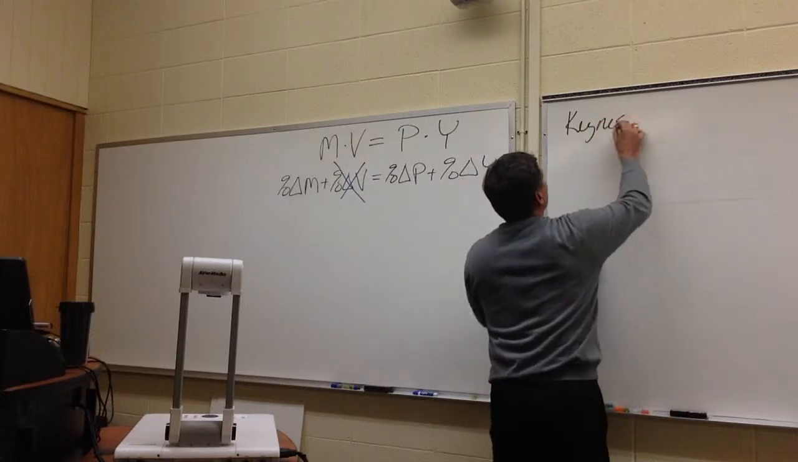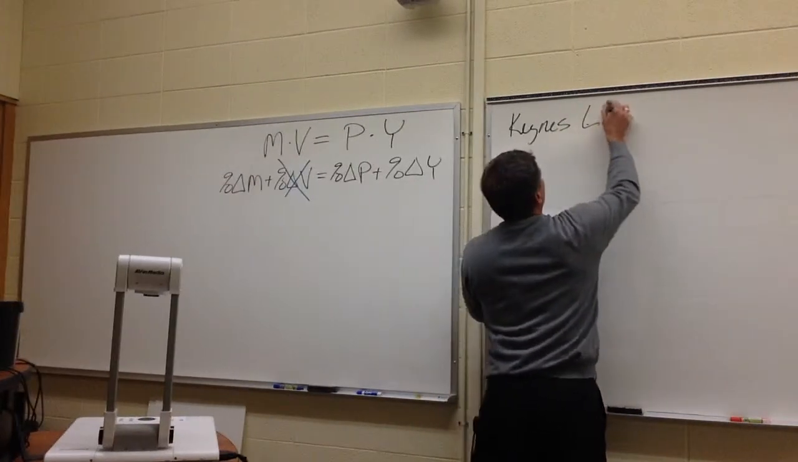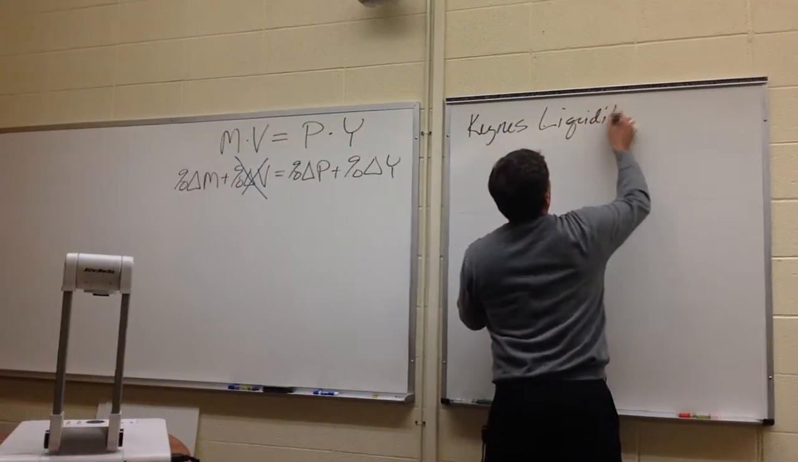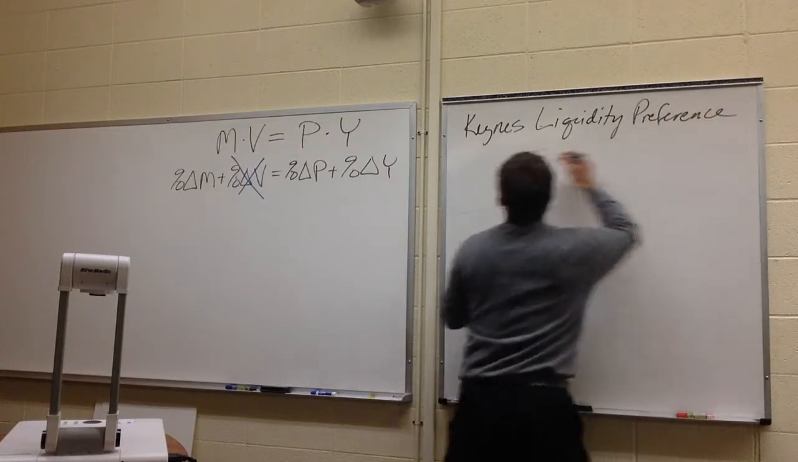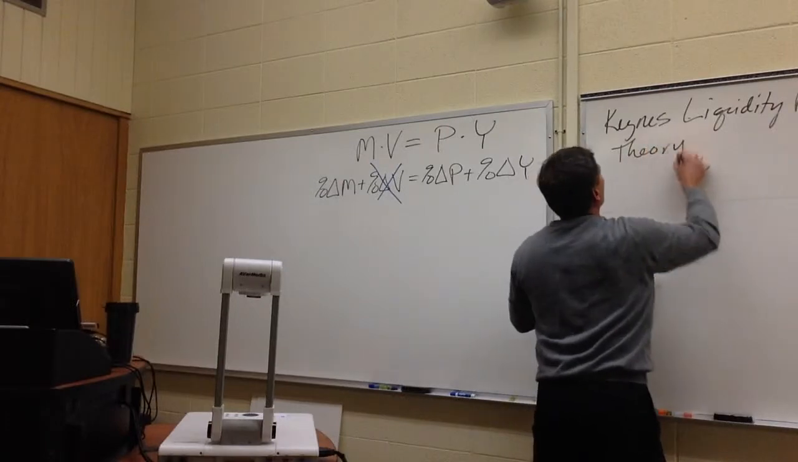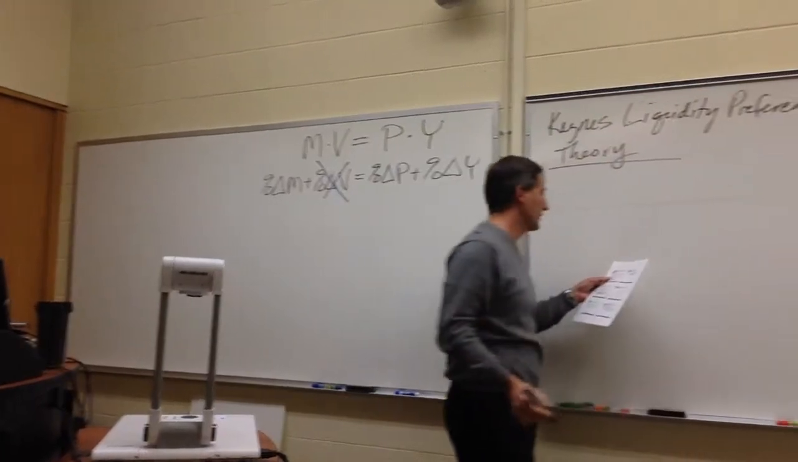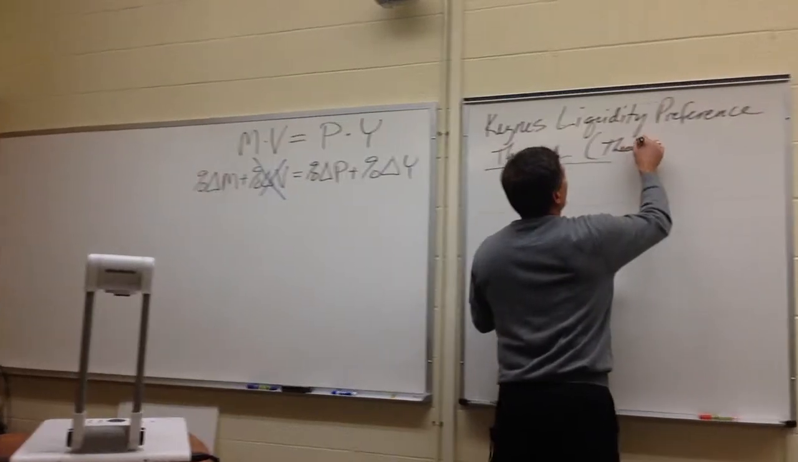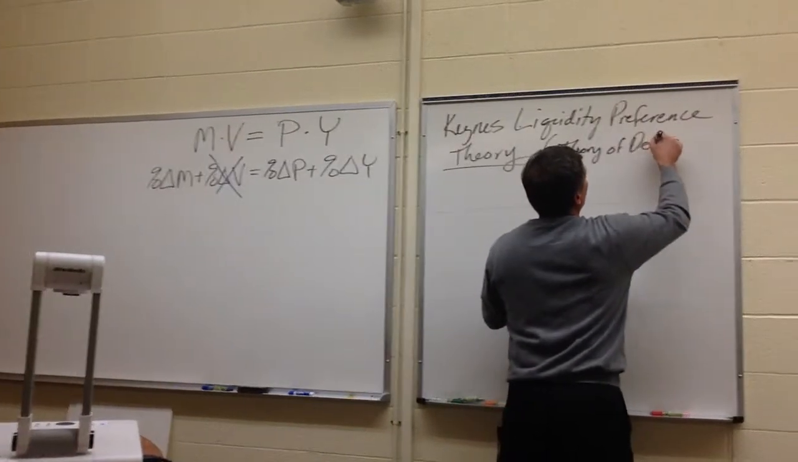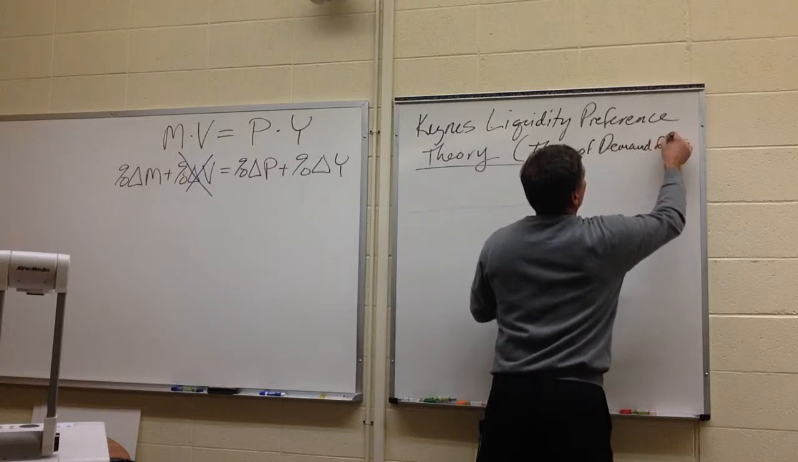So Keynes's liquidity preference theory. And this is really a theory of the demand for money. Theory of demand for money.